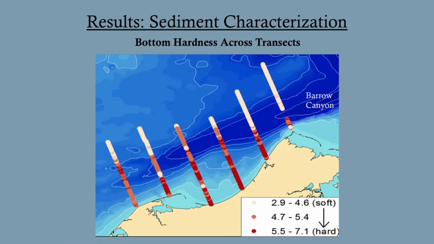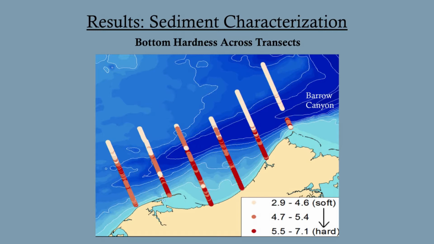And this is a map of one of my results that I did in GIS. So this is looking at bottom hardness across transects. The darker red color that you see is representative of a harder bottom. As you can see, the inshore region is significantly harder than the offshore region. And this result is likely due to an effect of ice gouging.